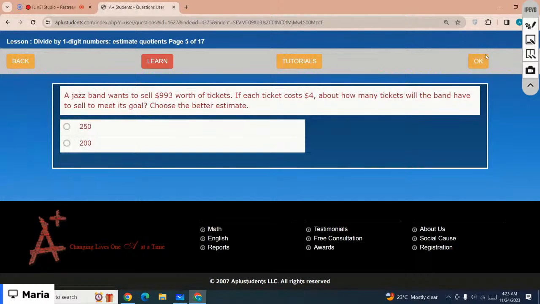A jazz band wants to sell $993 worth of tickets. If each ticket costs $4, about how many tickets will the band have to sell to meet its goal? Choose the better estimate. Which is the correct option?